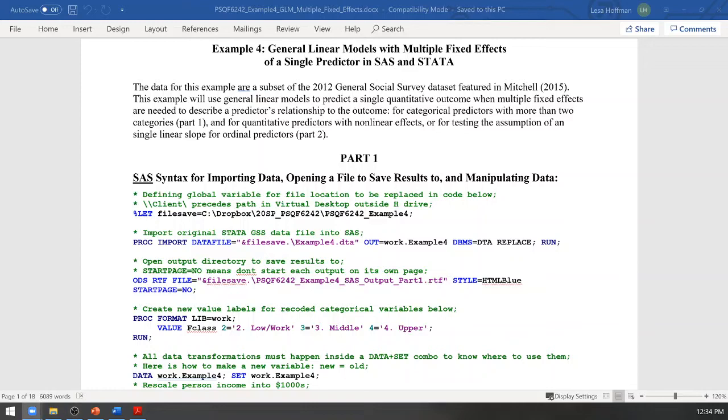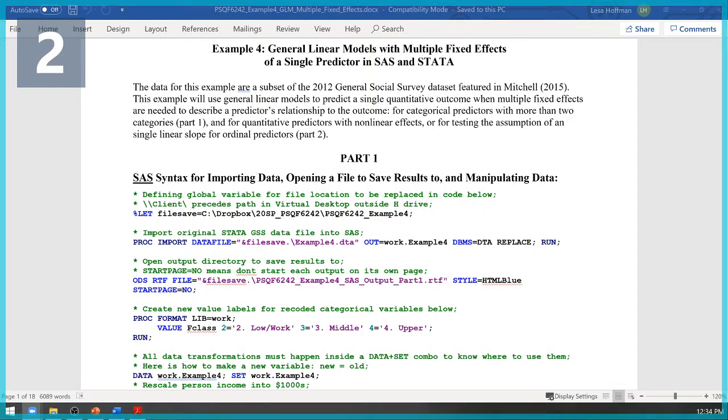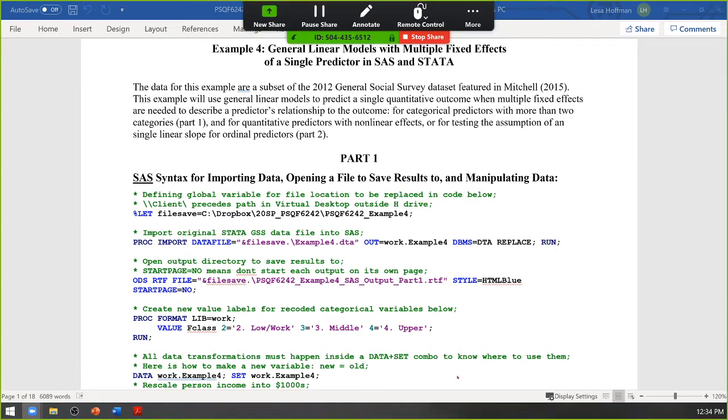There's that window. Let me get the sharing going. I have example 4 is what we're starting with, picking up where we left off. Can everybody hear me okay? I'm assuming as much. Yeah, good. Okay. All right. Let me make this a little bit bigger.